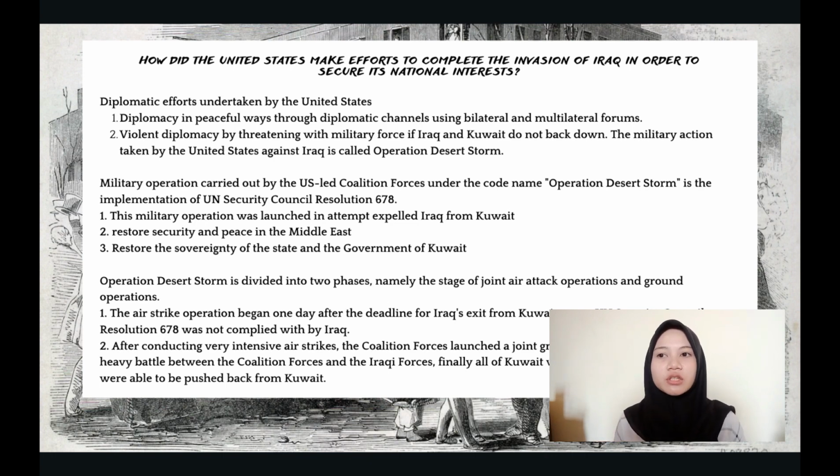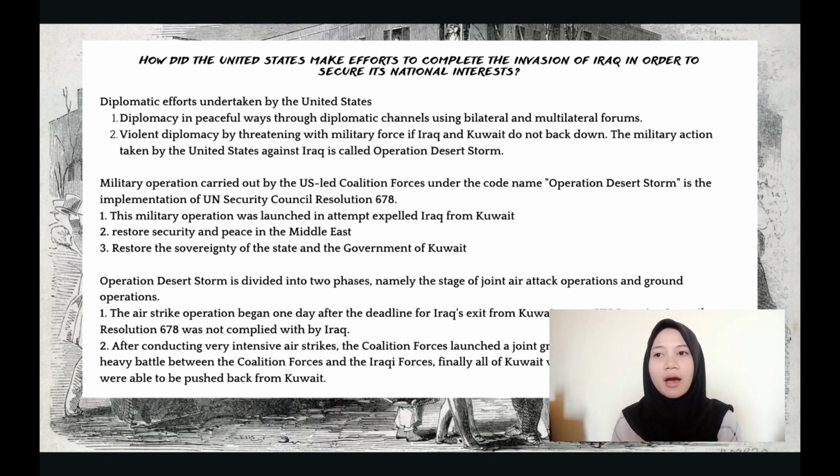Then, the military operation carried out by the U.S.-led coalition forces under the codename Operation Desert Storm is the implementation of UN Security Council Resolution 678. Here we can see there are two. Operation Desert Storm is divided into two phases, namely the stage of joint air attack operation and ground operation.